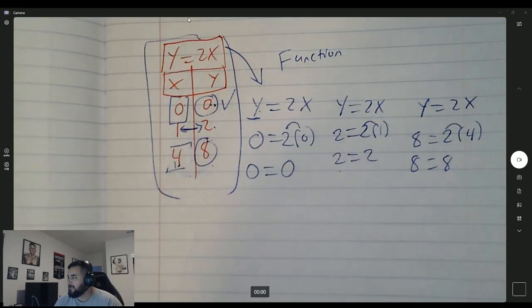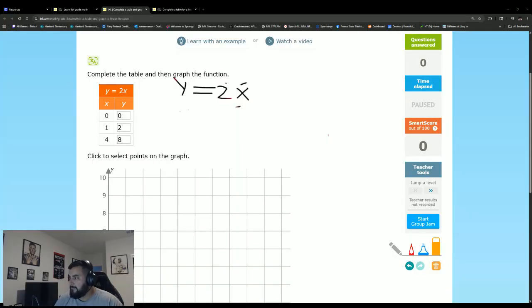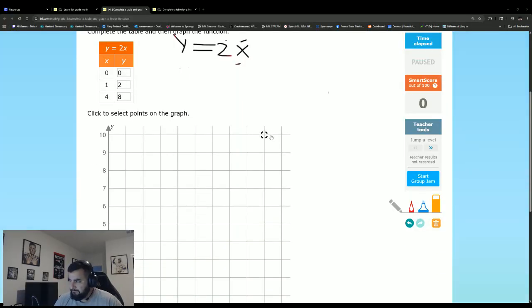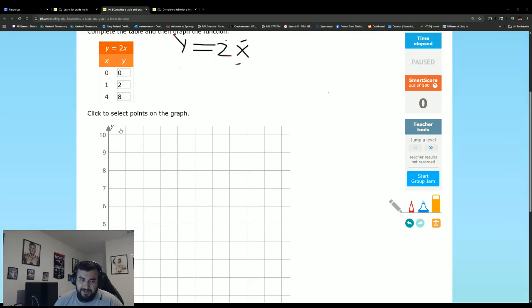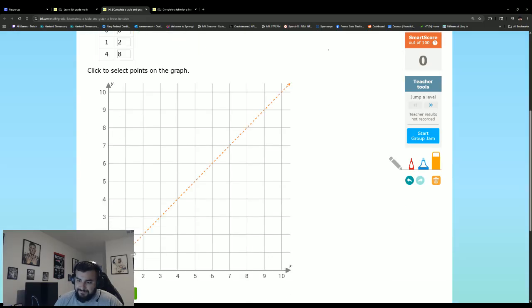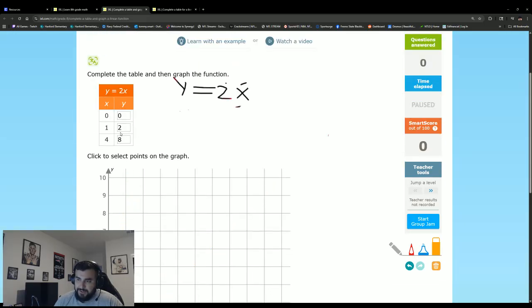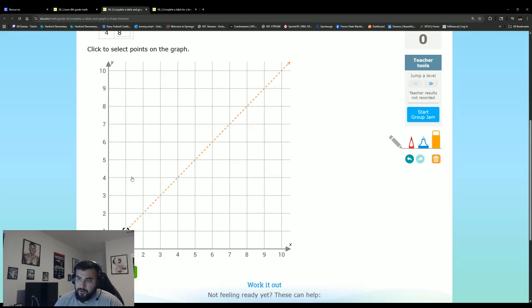Now I'm going to go back to the iExcel. And now it wants me to graph this. So here's the easy part. You see all these numbers that you just did? Those are literally just coordinates. Your first point right here is 0, 0. So guess what? You put a point at 0, 0. The next one is 1 and 2. So you go to the coordinates 1 and 2.